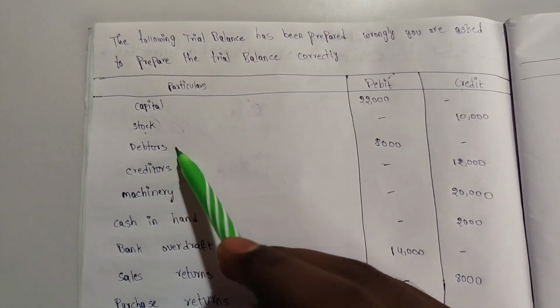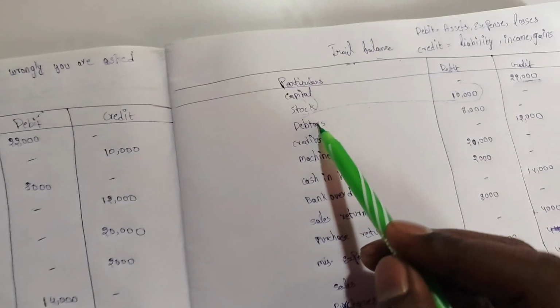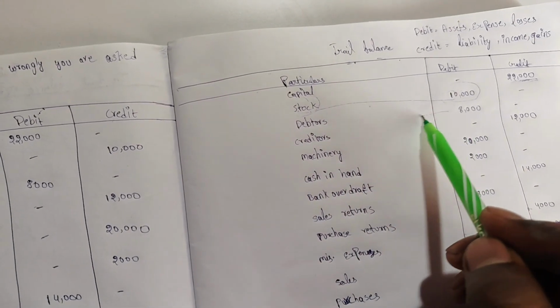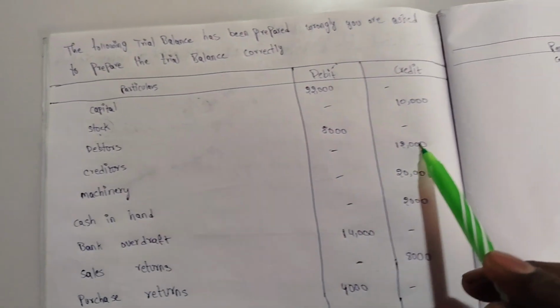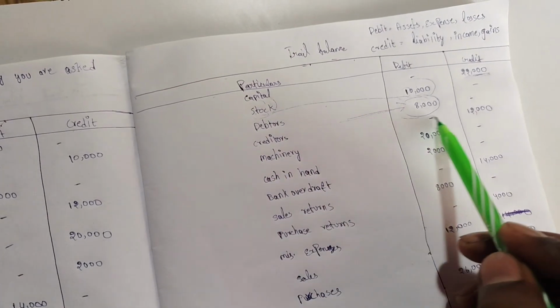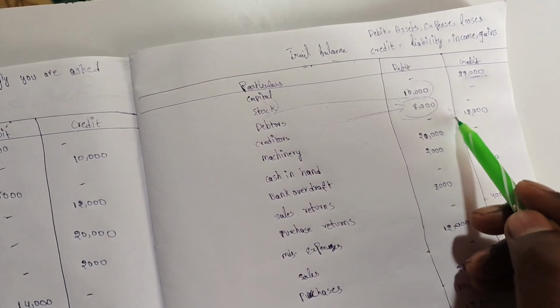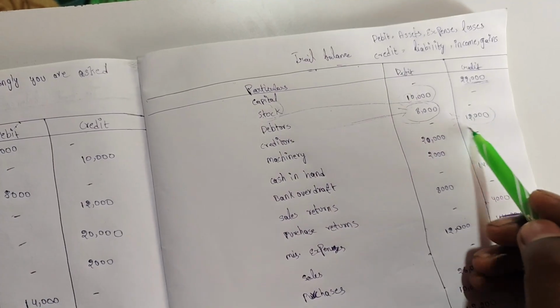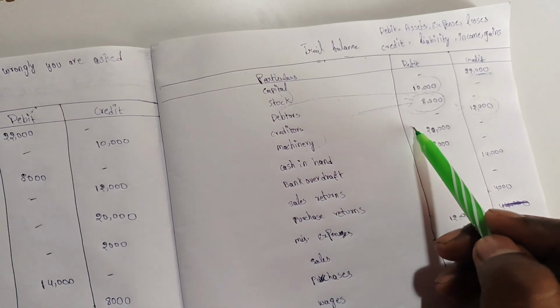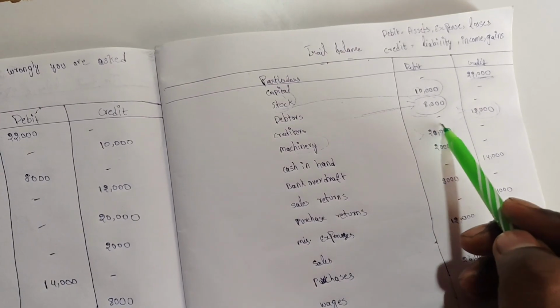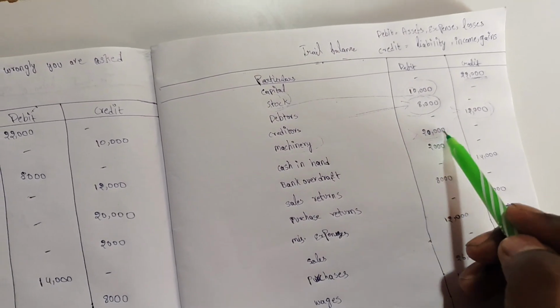Let's see the third one, debtors. Debtors 8,000 debited. Debtors is an asset, the money which is going to be collected in the future. So we have debited the 8,000. The fourth one, creditors 12,000. We have to pay the amount to the creditors in the future. It is a liability, so we have credited the creditors in the credit side column. Next one, machinery 20,000. Machinery is an asset, so we have to put it on the debit side column. It is not a liability, right? Machinery is an asset for the business.